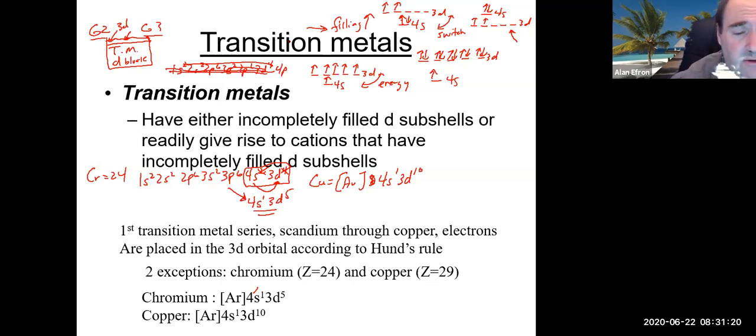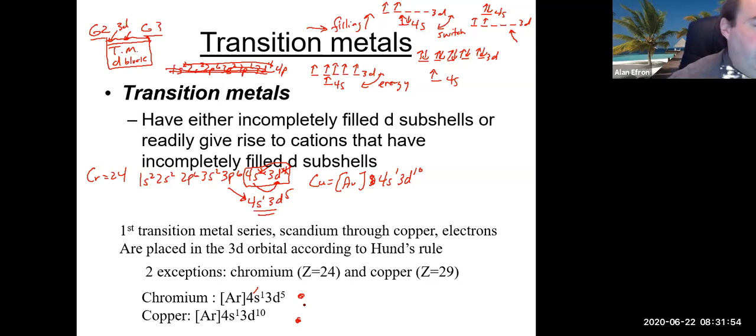Now, in addition to chromium and copper, there's a lot of other exceptions to normal electron configuration, and a lot of them occur right there on the periodic table. If you look right below chromium and below copper in the transition metal region, there's a lot of exceptions, things like silver. There's even some transition metals that have no electrons anymore in their s orbitals. They've all been promoted up to the d orbitals. But for our purposes, these are the only two you need to worry about, chromium and copper, in terms of the exception to how they're normally written.